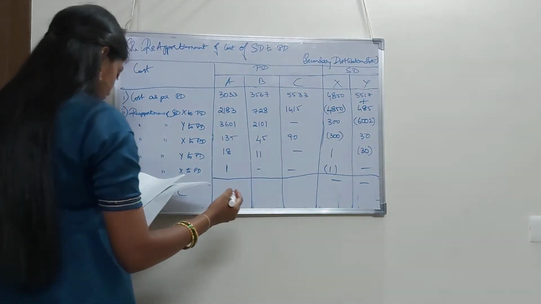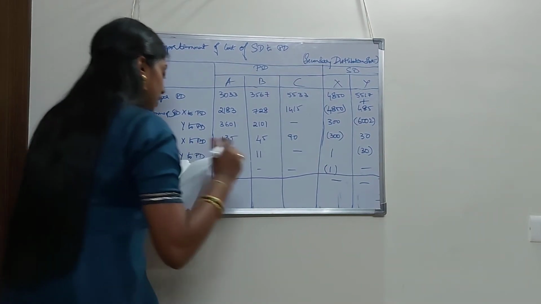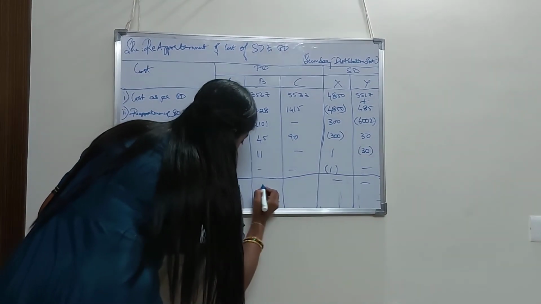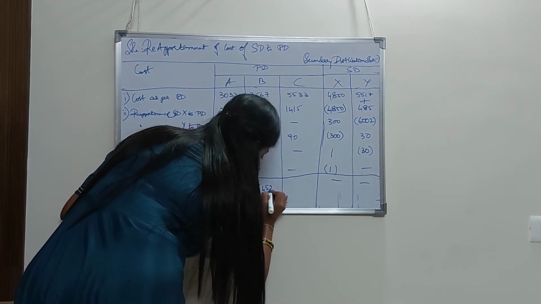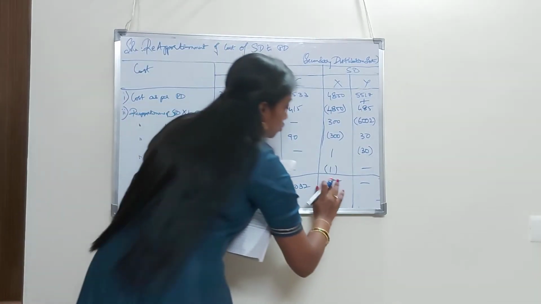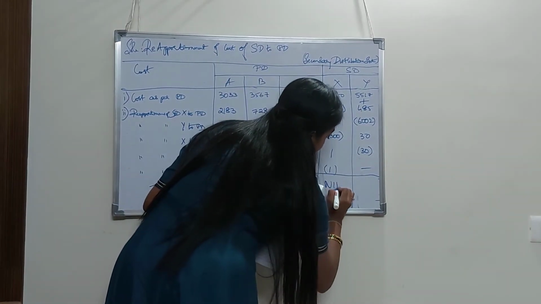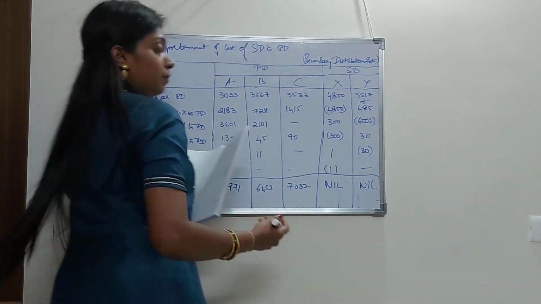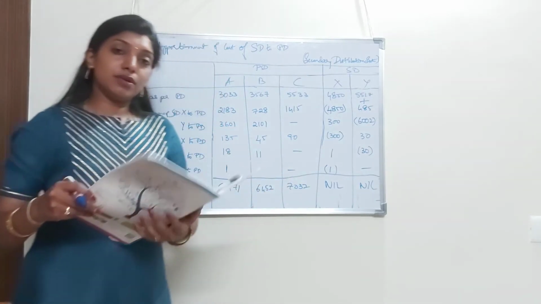And after this, the total would be 8,971, 6,452, 7,032, and we are keeping these two columns as nil. So with this, the second step, that is the secondary distribution statement, is done.